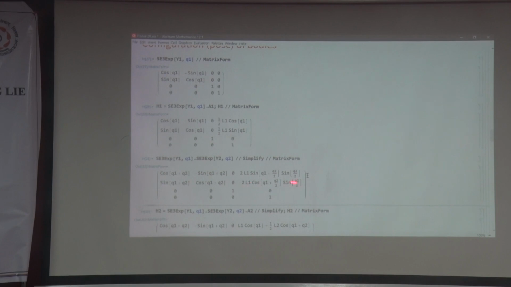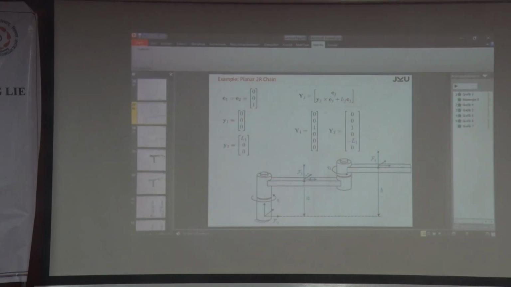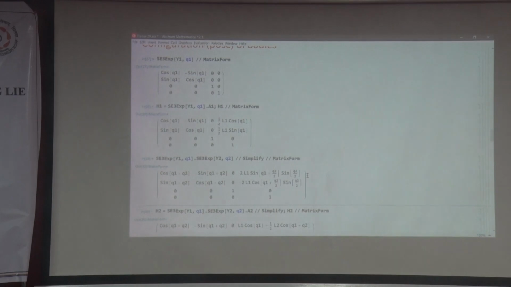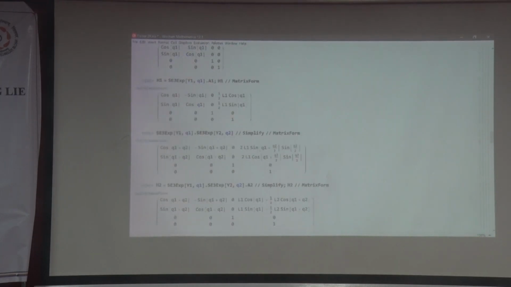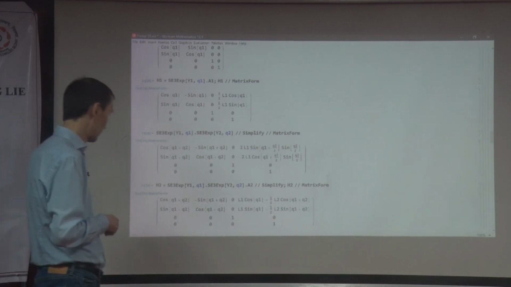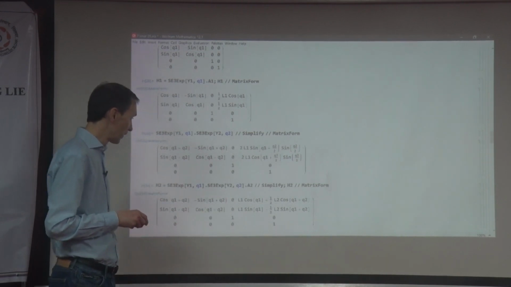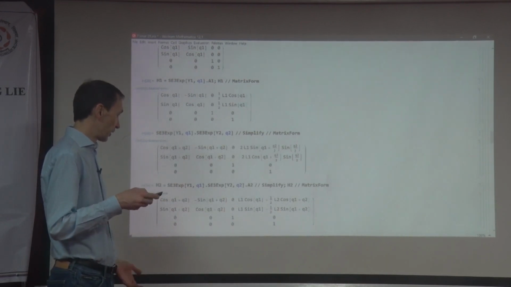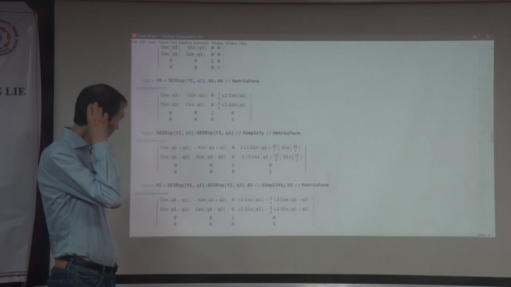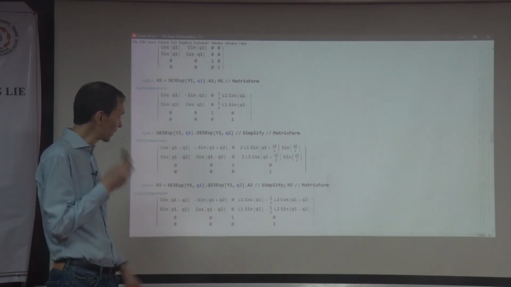You can try to make sense out of this, maybe. Just believe it's correct, because in the end, what I'm interested in is the final one where I multiply this with A2, the reference configuration, and the product of exponentials. So the rotation stays the same, and then we get this. But that's easy to explain.